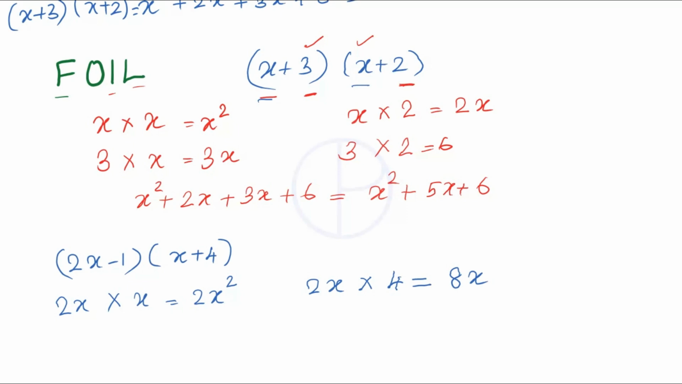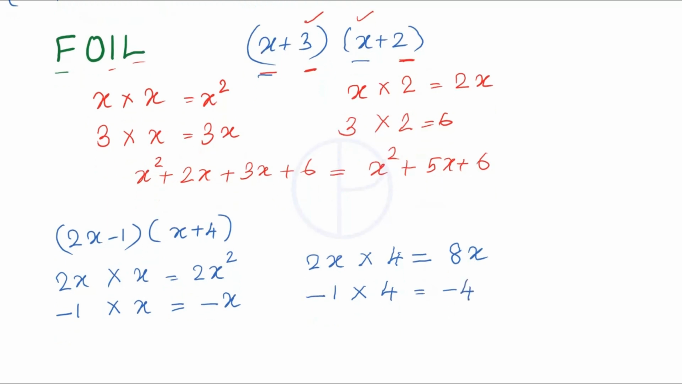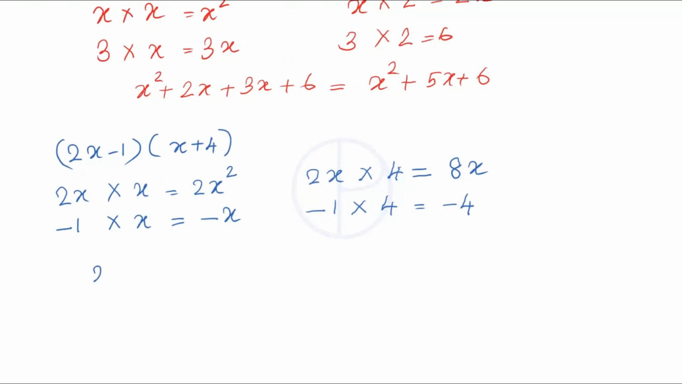I represents inner, -1 and x, which is equal to -x. Then the last terms are -1 multiplied by 4, equal to -4. Now add together all the terms and simplify. 2x squared plus 8x minus x minus 4. 2x squared. Now combine the x terms. 8x minus x is plus 7x, minus 4.